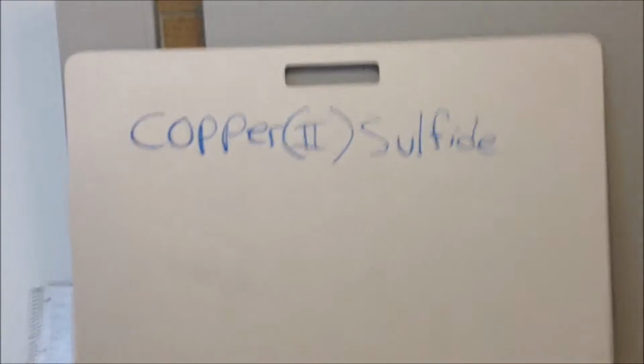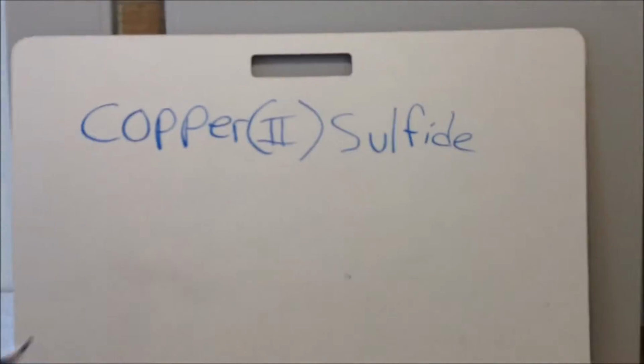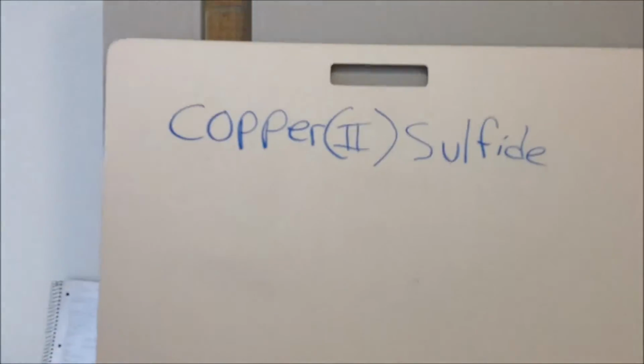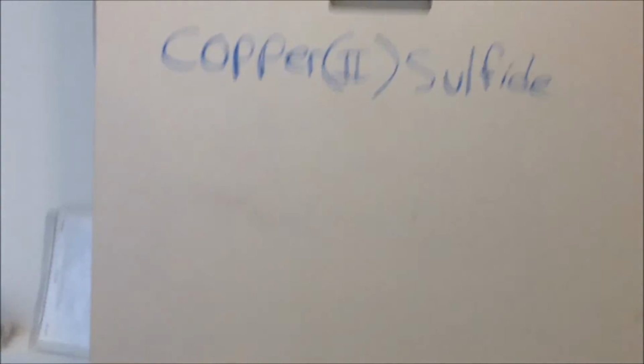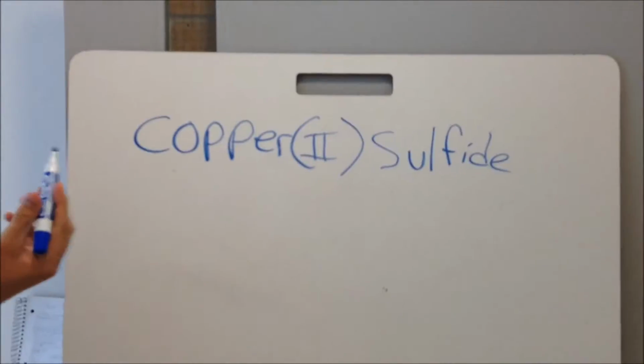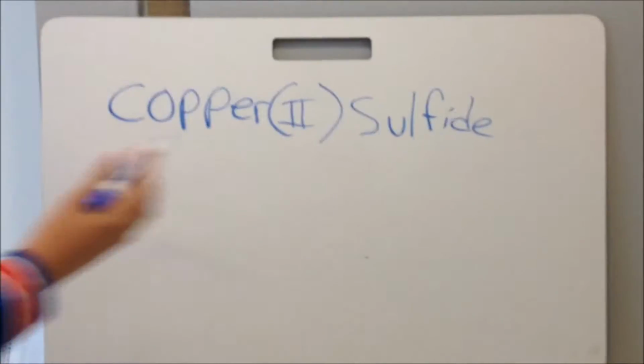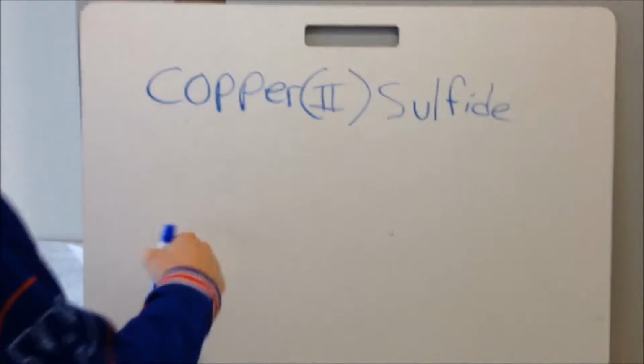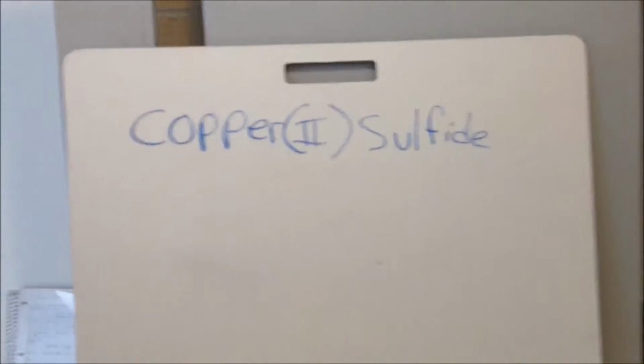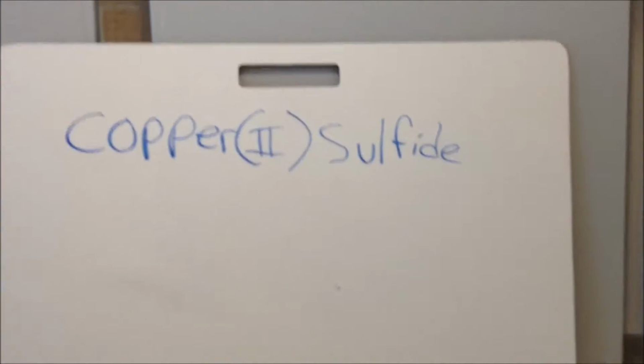The copper goes first because it is a metal. The sulfur goes second because it is a non-metal. The charge on copper and sulfide, they need to have a 2. You need to add a 2 to it to make it neutral, to make them cancel out.